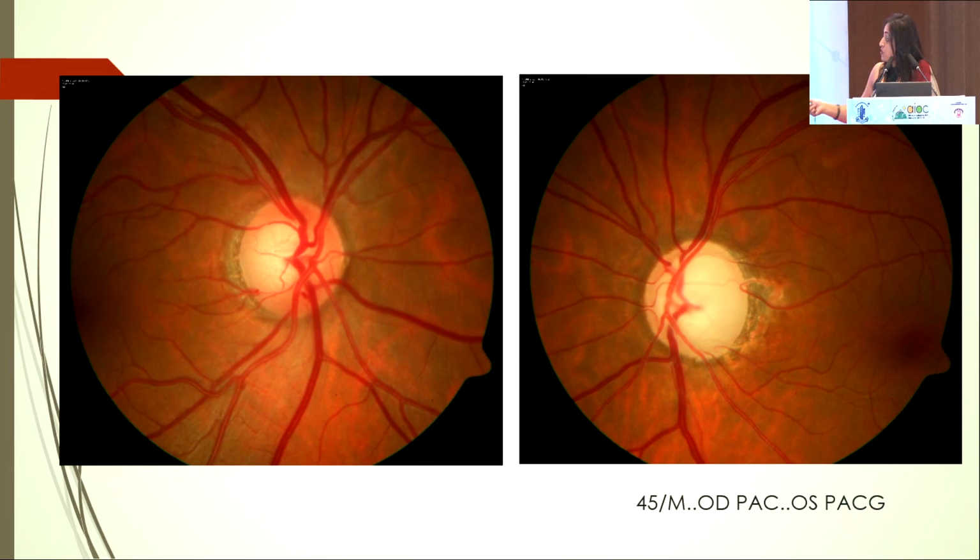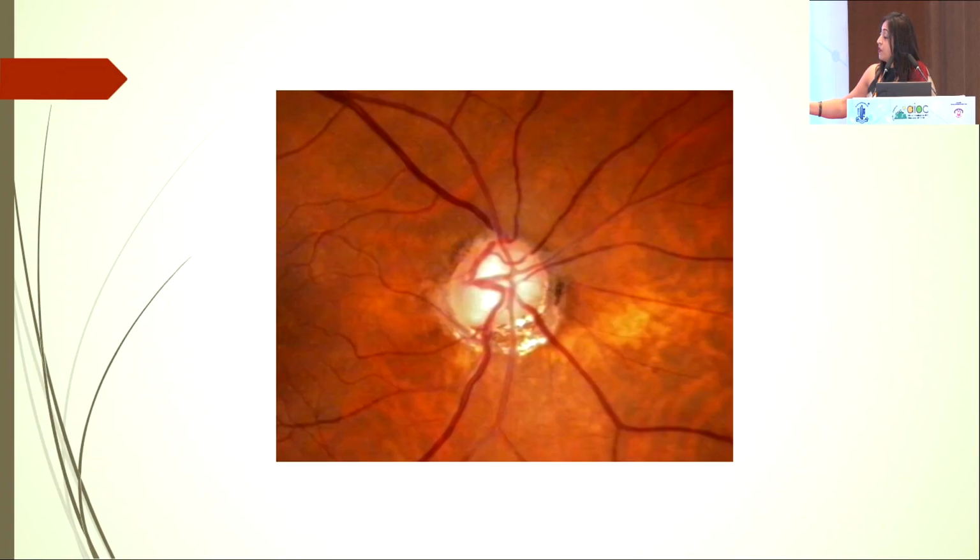Again, this was a case of a 45-year-old male with PSC in the right eye, and PSCG in the left eye. Just look at the peripapillary atrophy which is seen here. More advanced here, which may be associated with the cupping also. So this is what I was talking about, the 360-degree PPA.